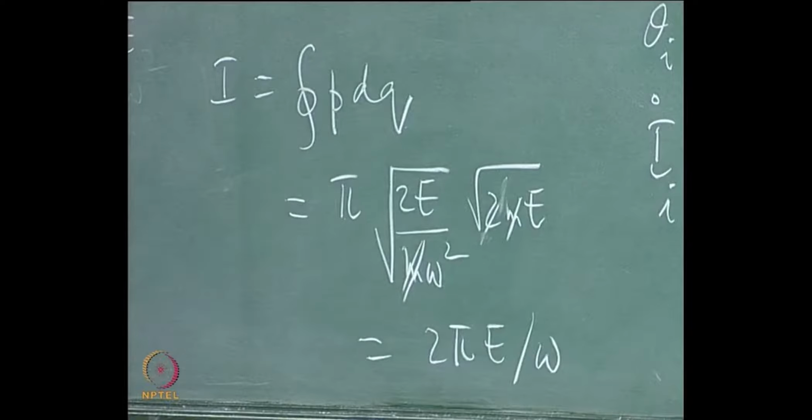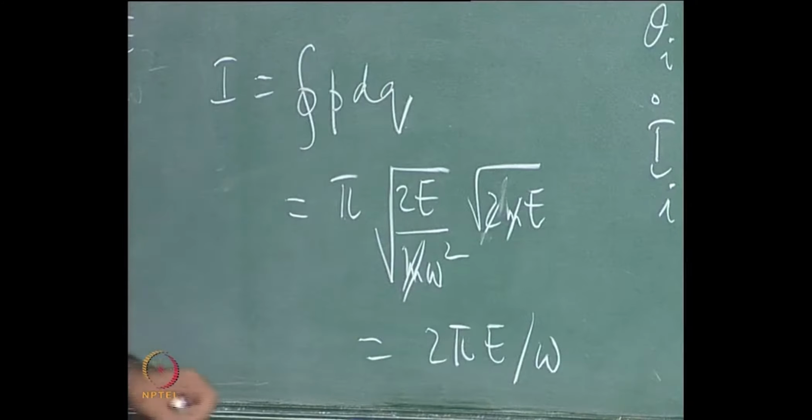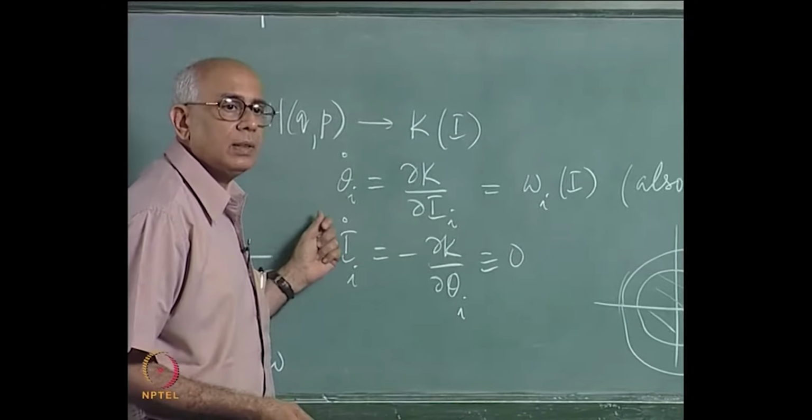So it is quite clear that the action is related to the Hamiltonian. The Hamiltonian essentially is omega times the action itself. In this particular instance, it is immediately clear. The important thing is that I is linearly related to the Hamiltonian, and therefore when you compute these quantities delta k over delta I, you get a constant, as you should.